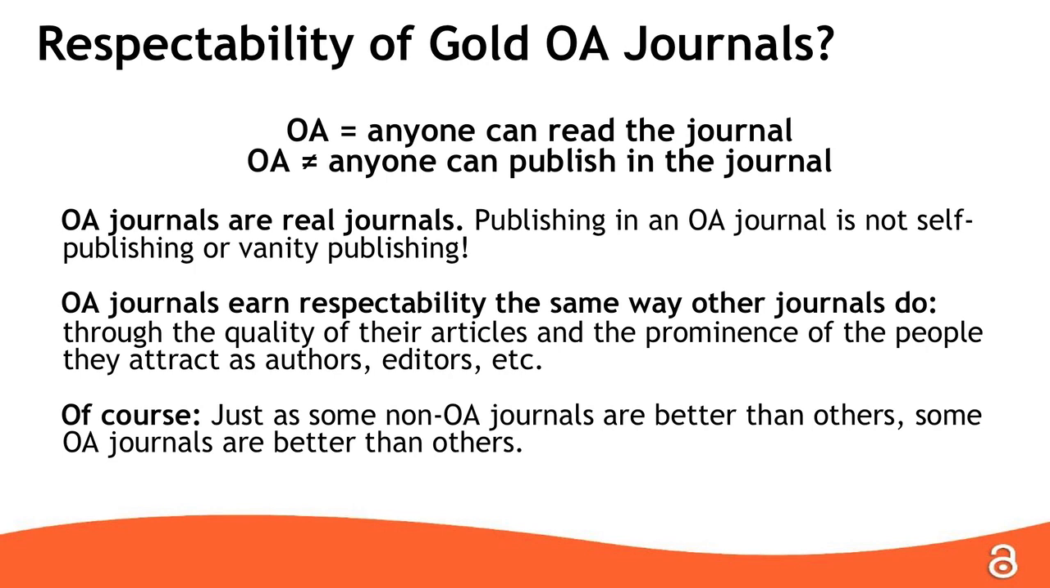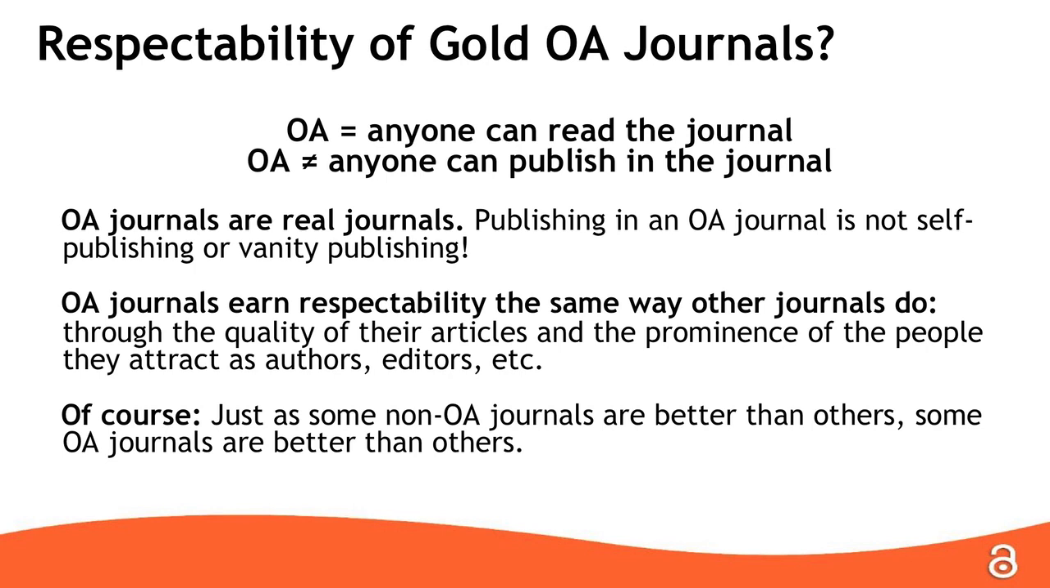So always remember, this is my favorite little equation. Open access means anyone can read the journal. Open access does not mean that anyone can publish in the journal. Open access journals are real journals. Publishing in an open access journal is not self-publishing or vanity publishing. And open access journals, of course, they need to earn their respectability. And they earn them in the same way that other journals do, through the quality of the articles they publish and the prominence of the people they attract as authors and editors.